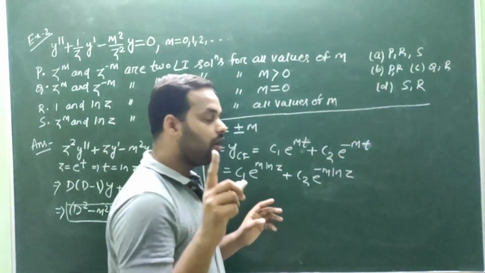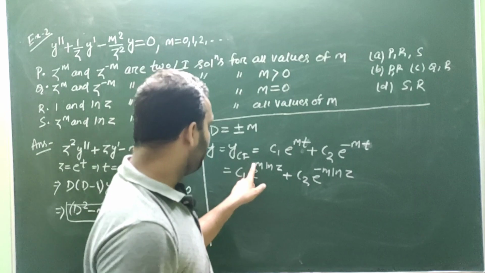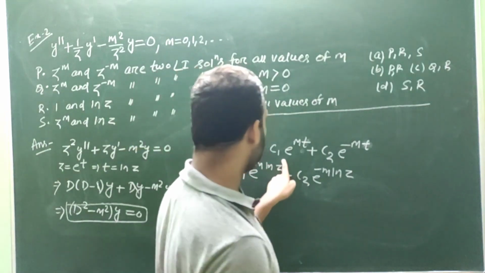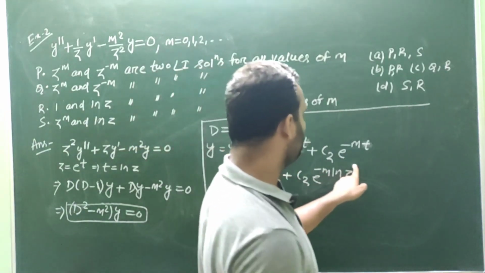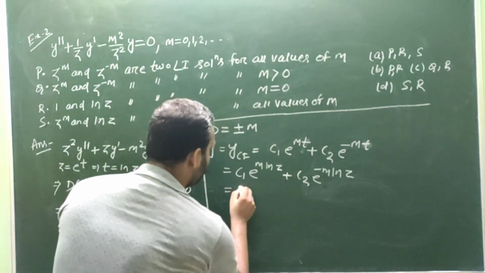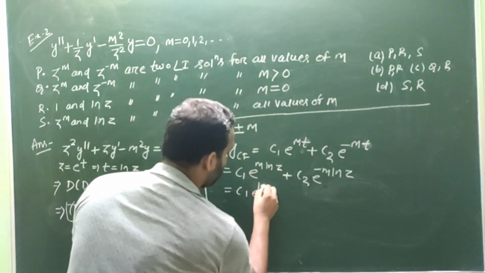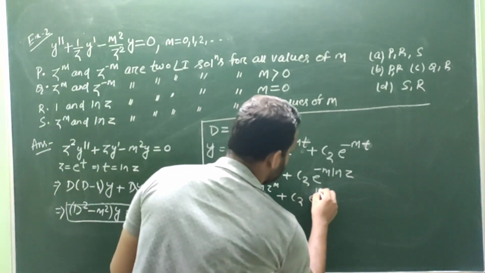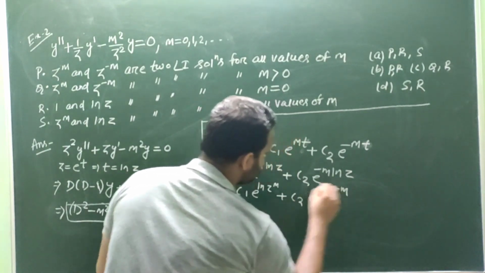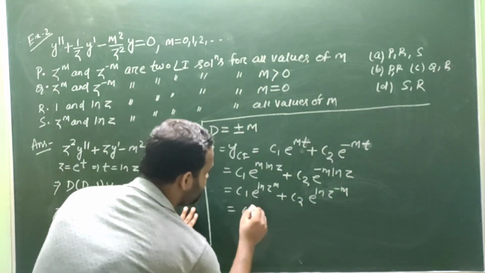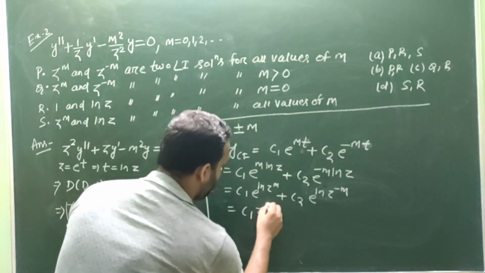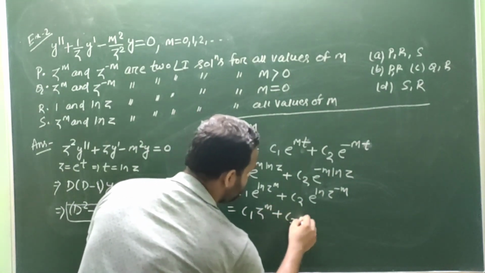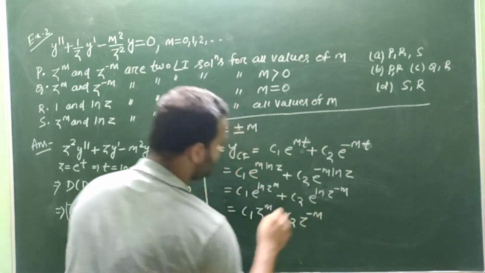And you know the property of logarithms. This m goes to the power of z, and here minus m will go to the power of z. So it will be C1 e to the power log z power m plus C2 e to the power log z power minus m. And finally you will get C1 z power m plus C2 z power minus m.